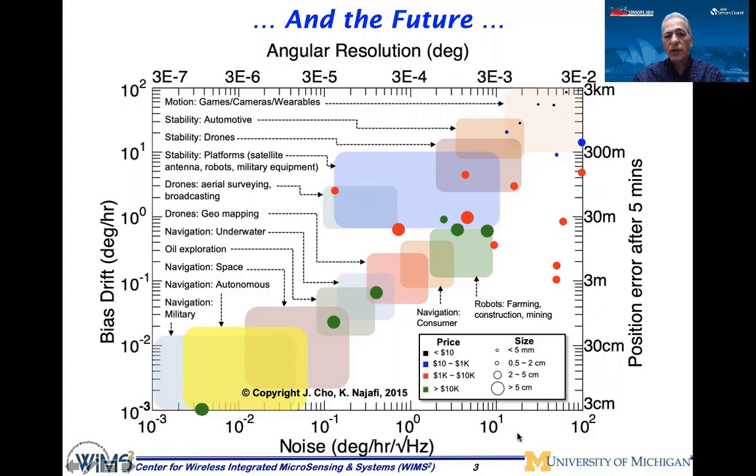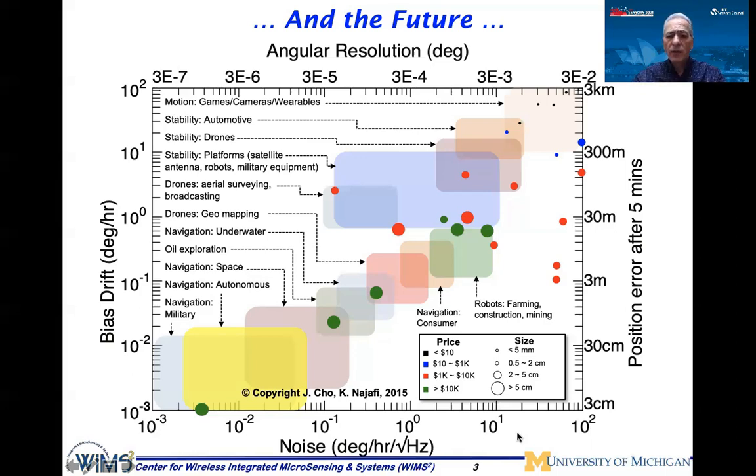And the angular resolution for these applications typically is on the order of about 3 × 10⁻² degrees. Position error that comes from the bias drift might be on the order of a few kilometers. So these devices are not used for things like position measurement or position sensing. There's a whole host of applications dealing with stability of different platforms, for example, automotive applications, some drones, some platforms, for example, antennas, satellite antennas and robots and so forth.